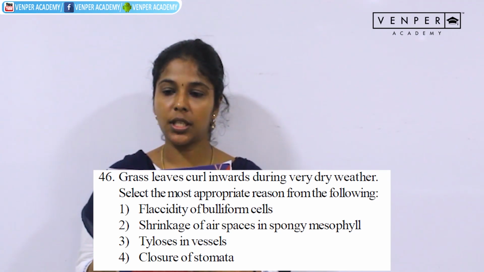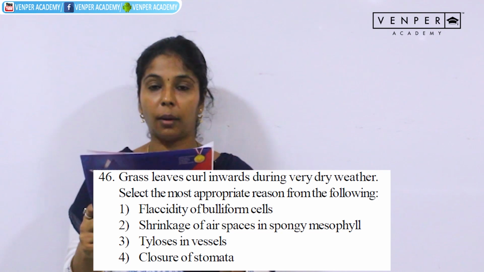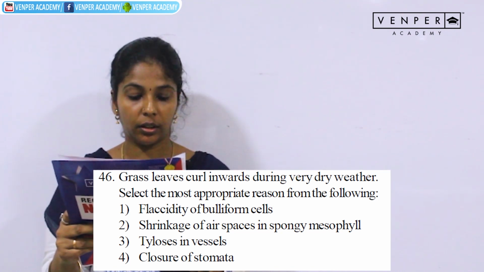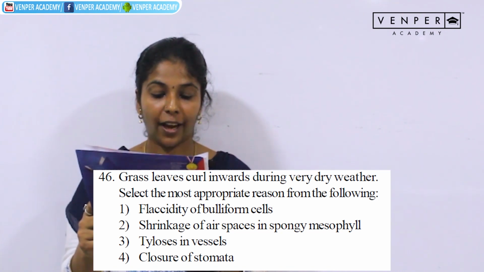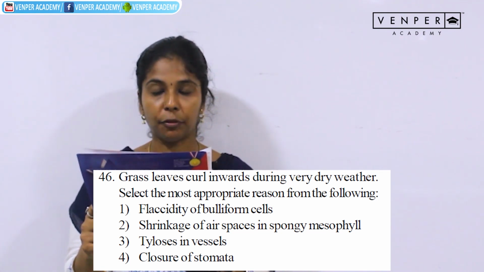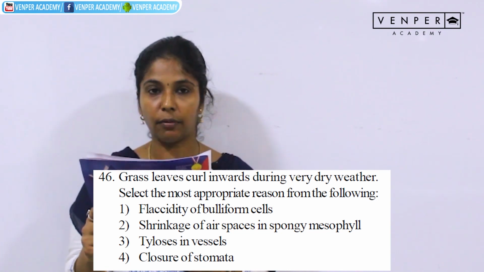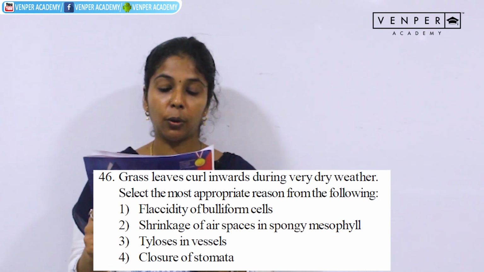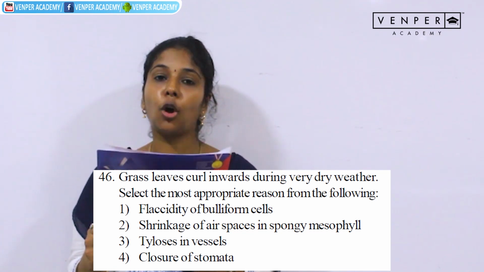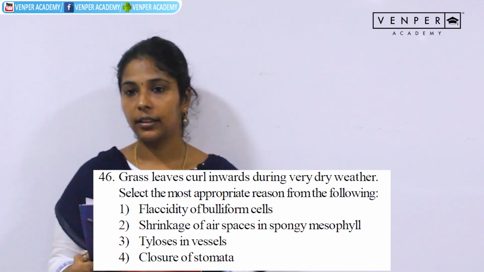Grass leaves curl inwards during very dry weather. Select the most appropriate reason from the following. Option 1, flaccidity of bulliform cells. Option 2, shrinkage of air spaces in spongy mesophyll. Option 3, tylosis in vessels. Option 4, closure of stomata. The correct option is option 1, flaccidity of bulliform cells.